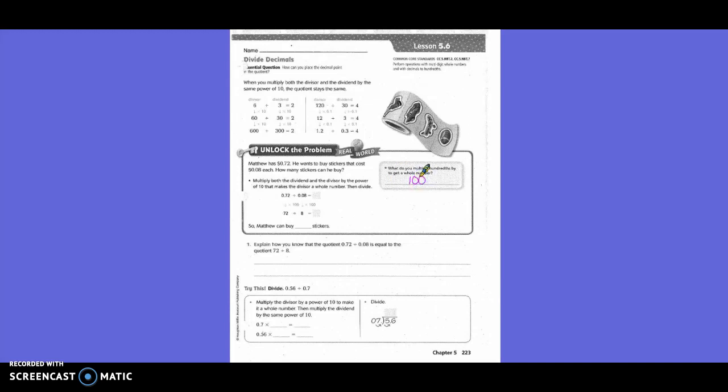So 72 divided by 8 is 9. So that would be up here as well. So Matthew can buy 9 stickers. Explain how you know that the quotient 72 hundredths divided by 8 hundredths is equal to the quotient 72 divided by 8. So we multiplied both the divisor and the dividend by 100. So the quotients are equal.